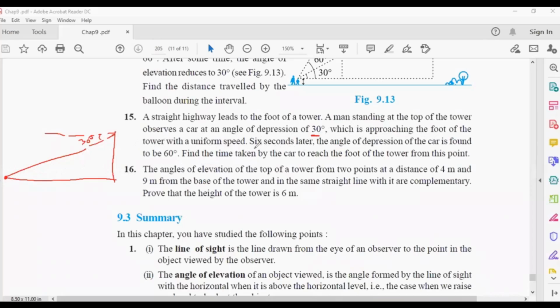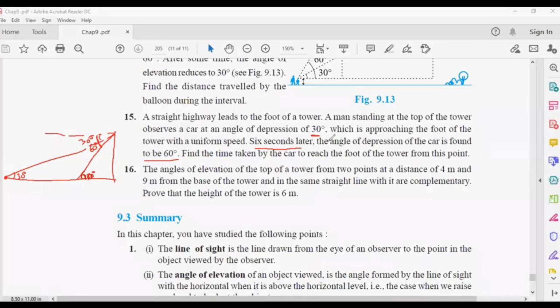The next statement is 6 seconds later. The car is moving on, and the angle of depression of the car is found to be 60 degree. This car is moving towards the tower, and after 6 seconds the car is seen at an angle of depression 60 degree. So it will come almost like this. The total angle is given as 60 degree, so the picture will come like this. You can also mark 30 here.